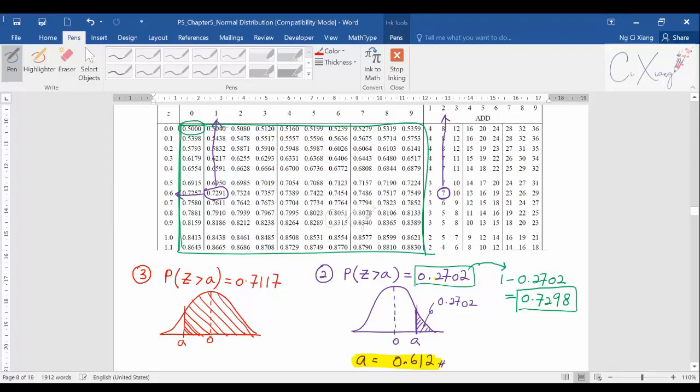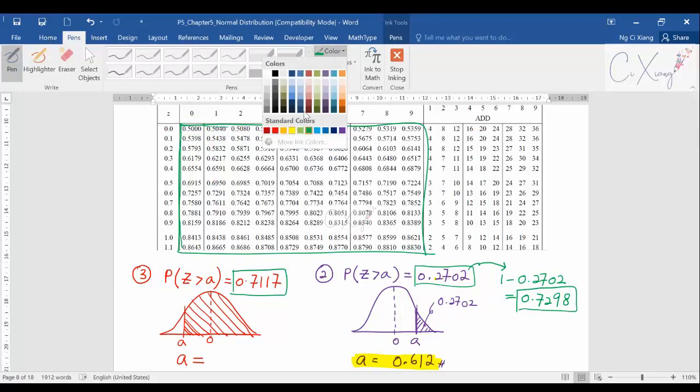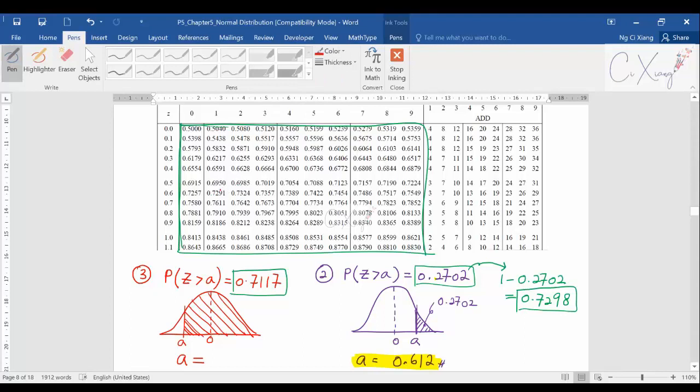Okay, all right. So once you are done with the graph, then you start to find the value of A. Again, I'm looking for 0.7117. Maybe you can go through the table and see, can you get 7117 or not? It is possible, right? 7117 here. 7088 is the closest to 7117, because the next one is already more than the value.